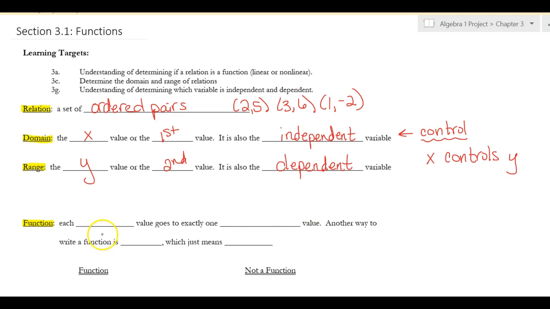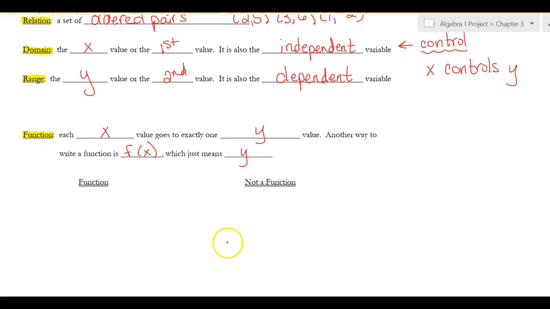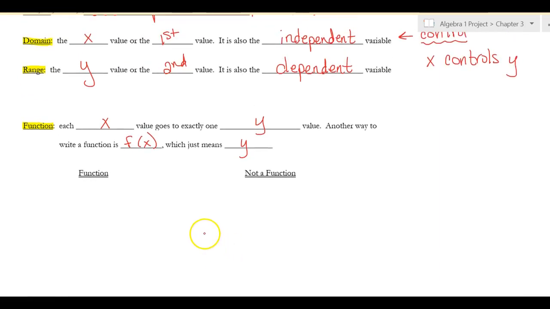Okay, so a function, you have a function when each x value goes to exactly one y value. Another way that you can write a function is by saying f of x, which just means y. So you could have an f of x, g of x, h of x. It's just telling you that when I plug x in, I get a value, and that value is y.